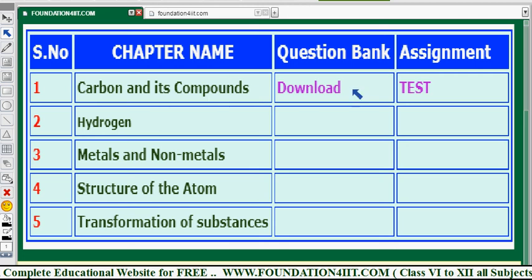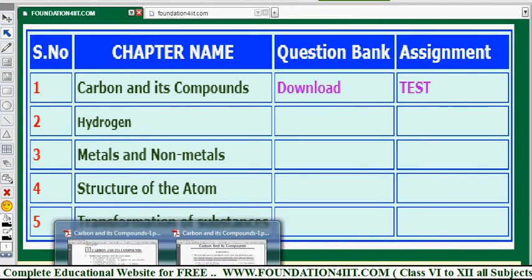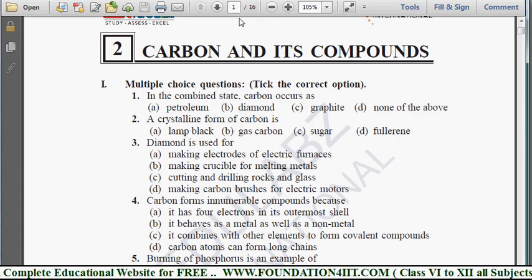Let me show one or two chapter samples here. Let's take the chapter Carbon and its Compounds. I'll show the question bank and assignment here. If you see the chapter, this PDF file is around 16 pages. Now, the entire information is within this PDF copy, along with the IIT foundation level.